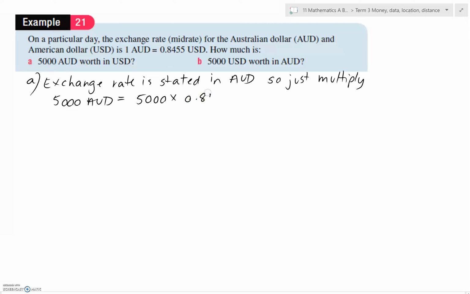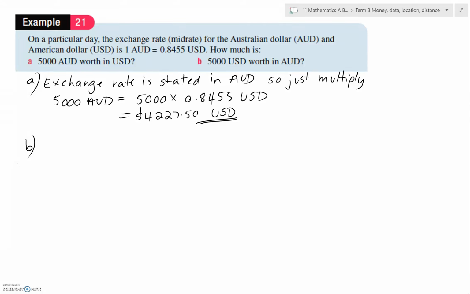For every one of those dollars, we're going to get 0.8455 US dollars, or 4,227.50 US dollars. It is really important that you put the currency code there, because otherwise it would be assumed it's the currency of the country you are in. So we're only going to get 4,227.50 US dollars for our 5,000 Australian dollars. Maybe not so good.